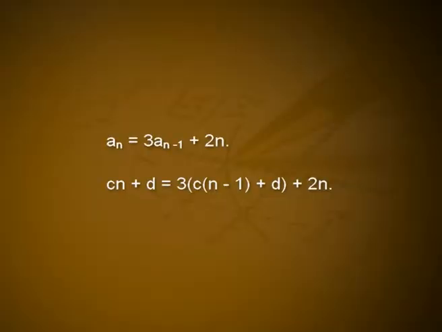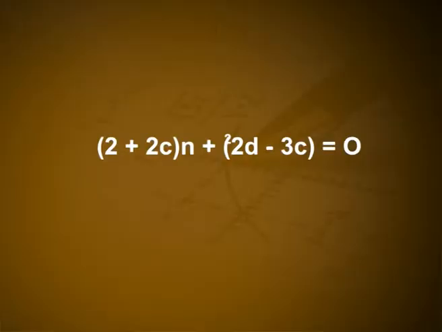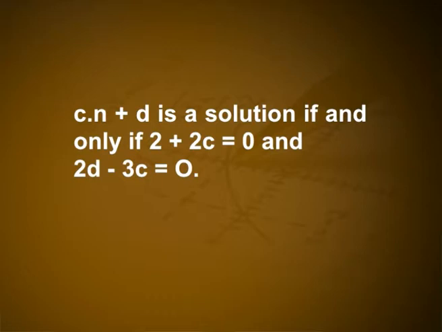Then the equation an is equal to 3 into an minus 1 plus 2n becomes cn plus d is equal to 3 into (c into (n minus 1) plus d) plus 2n. Simplifying and combining like terms gives (2 plus 2c) into n plus 2d minus 3c is equal to 0. It follows that cn plus d is a solution if and only if 2 plus 2c is equal to 0 and 2d minus 3c is equal to 0. This shows that cn plus d is a solution if and only if c is equal to minus 1 and d is equal to minus 3 by 2.